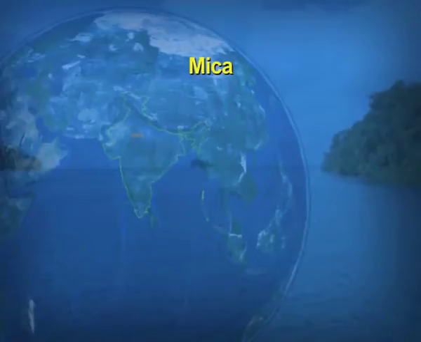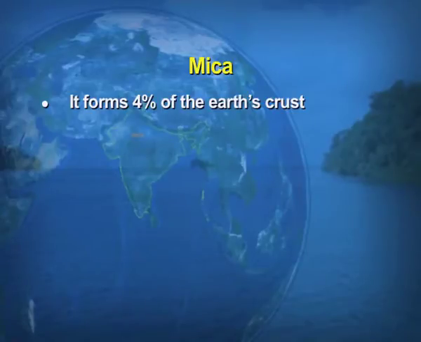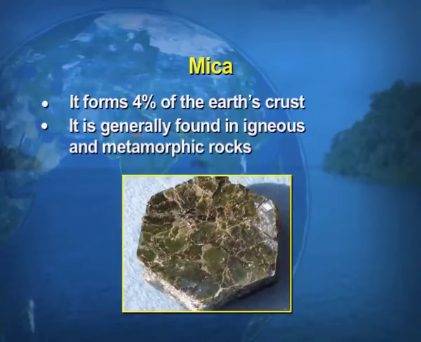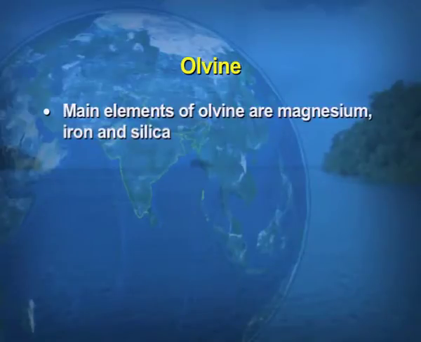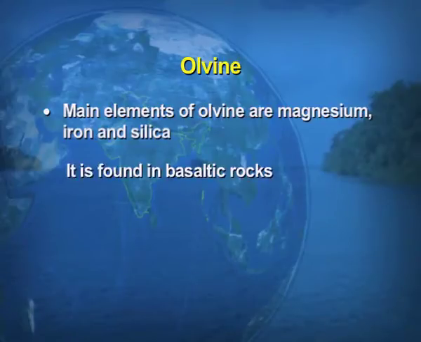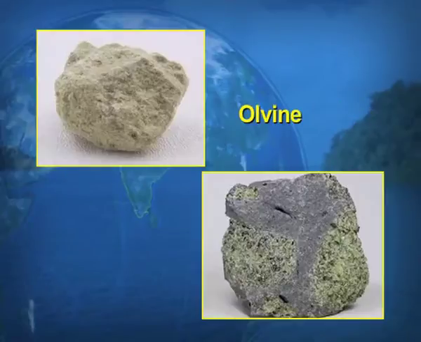Mica is a very common mineral, and it forms 4% of the earth's crust, and it is generally found in igneous and metamorphic rock. And here you can view mica. Olivine consists of magnesium, iron and silica, and this is basically found in basaltic rock, and basalt is a form of igneous rock. And here are the pictures you can view on your screen of how the olivine looks.